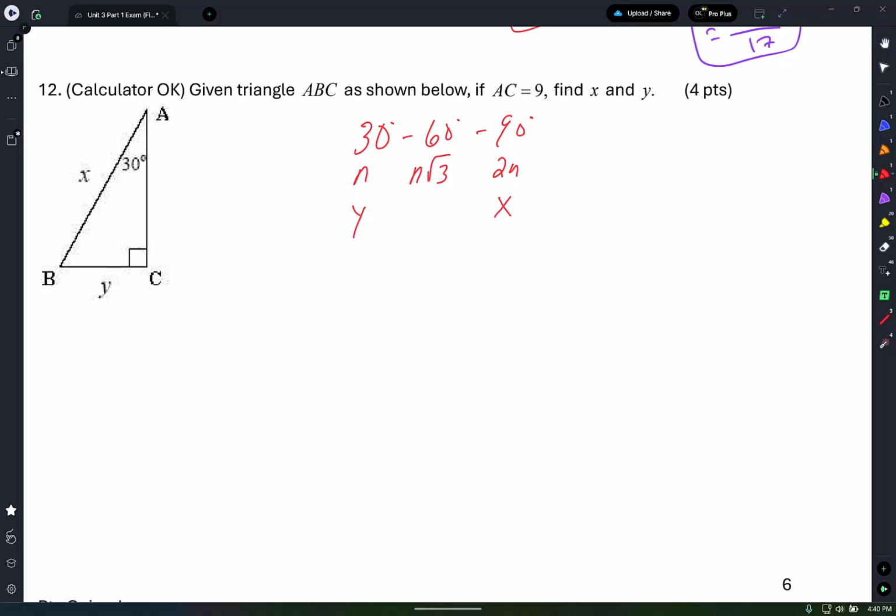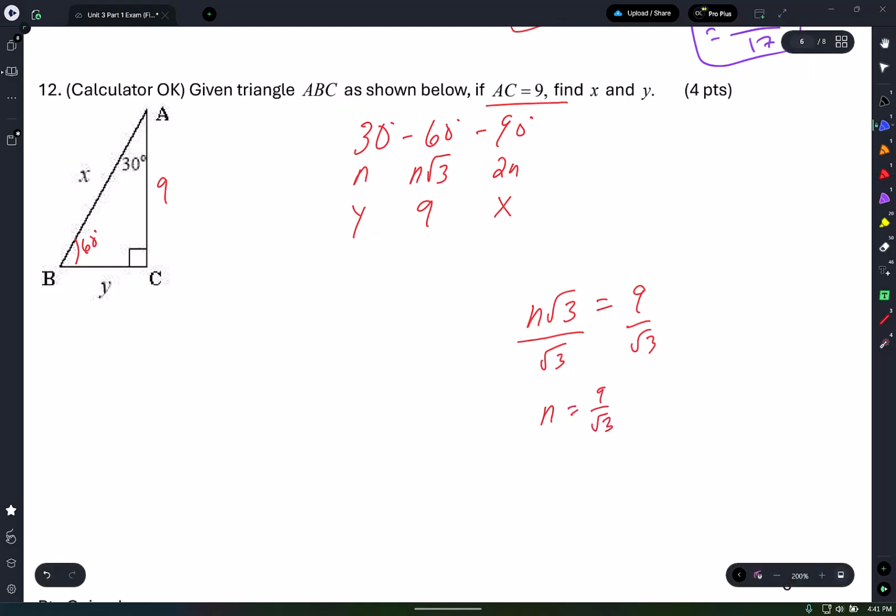Let's see, what do they give me? AC is 9. AC, so that is your long leg. So that's 9. Since I know that y equals n, I'm going to say n square root of 3 equals 9. To get n by itself, you just divide by square root of 3, divide by square root of 3. N equals 9 over square root of 3.